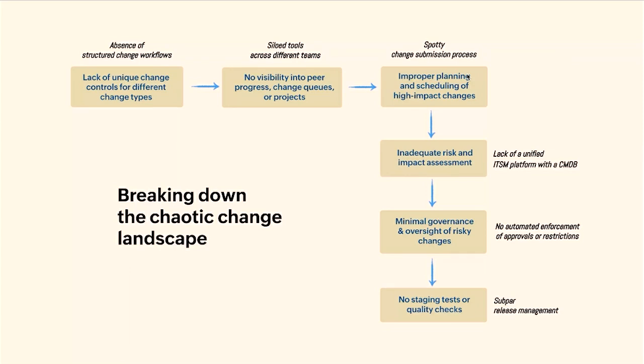There was also very little control or oversight. Since approvals were not enforced automatically, teams could make risky changes without checks or reviews. And to make things even worse, there were no proper staging or quality checks before deploying changes. That means changes went live without testing, leading to chances of failures or outages.